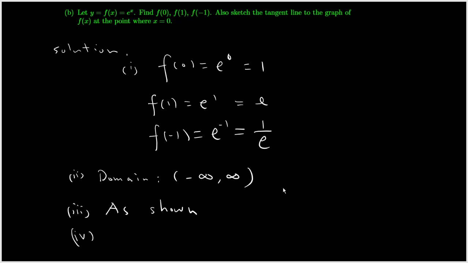The range is also the same. For all exponential functions, the range is always the same. The range is always the set of all the positive numbers. Right. Exponential functions, we're done. Any questions?